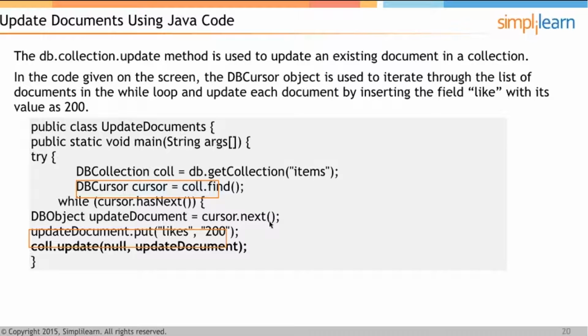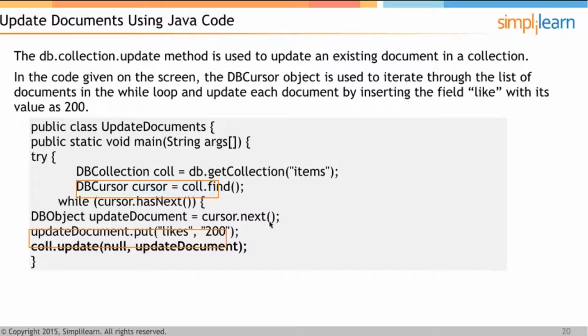over here. We have made a class by the name UpdateDocuments. I have the main method over there, and in the try block, what I'm actually doing is making an object of the DBCollection class. I get the collection items into that. Once I have the items collection with me, I'm making an object of the DBCursor, which will return a cursor, because my call is collection.find.